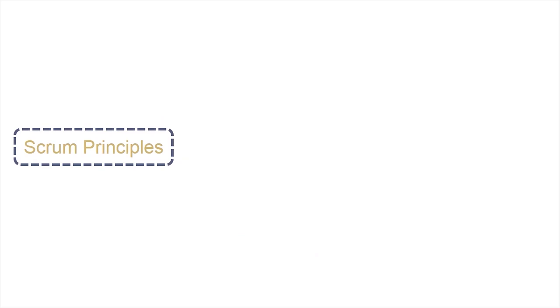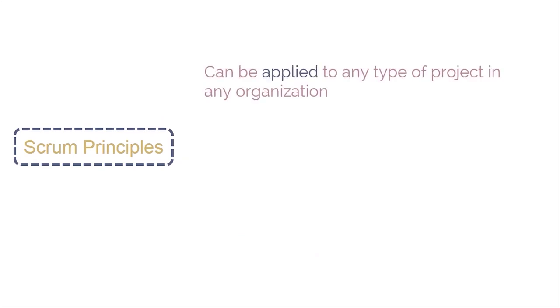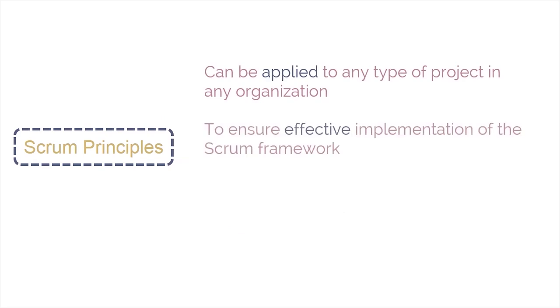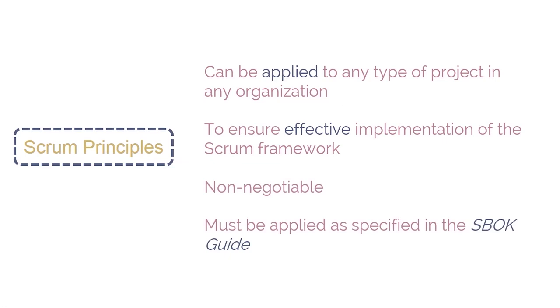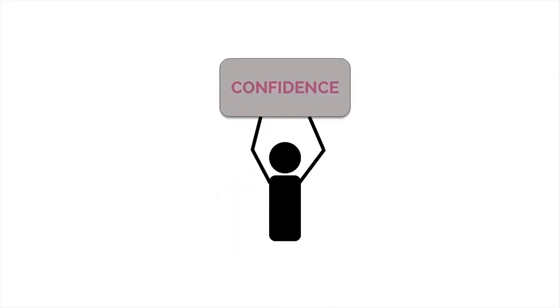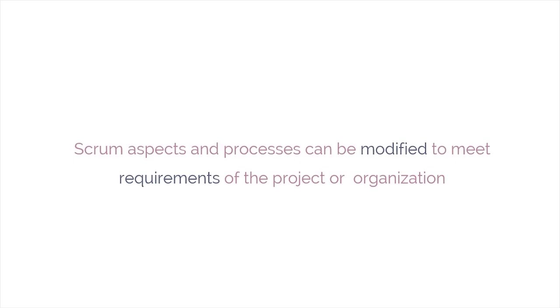Note that Scrum Principles can be applied to any type of project in any organization and should always be followed in order to ensure effective implementation of the Scrum framework. Scrum Principles are non-negotiable and should be applied as specified in the SBOT guide. Keeping the principles intact and using them appropriately instills confidence in the Scrum framework with regard to attaining the objectives of the project. On the other hand, the Scrum aspects and processes can be modified to meet the requirements of the project or the organization.